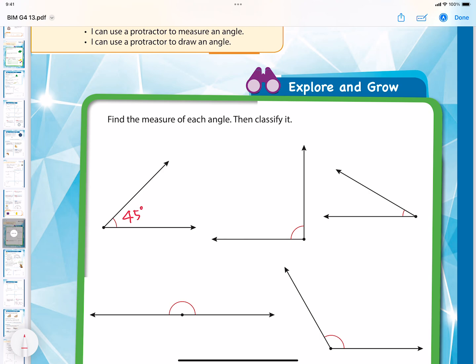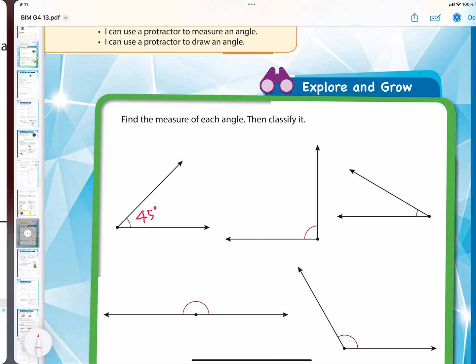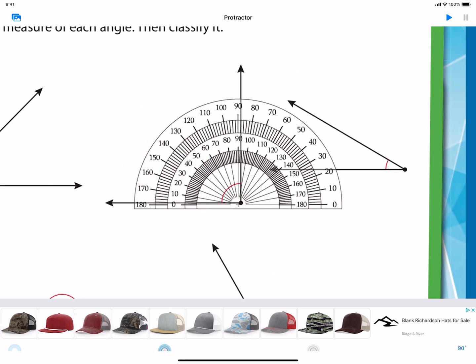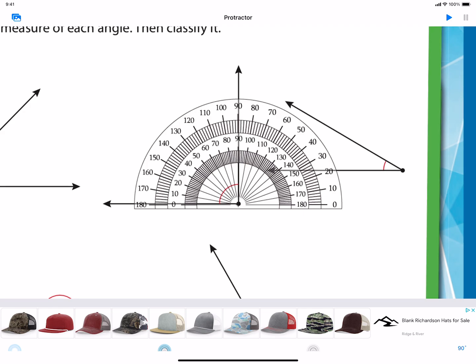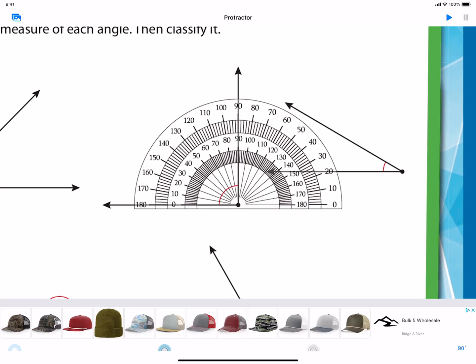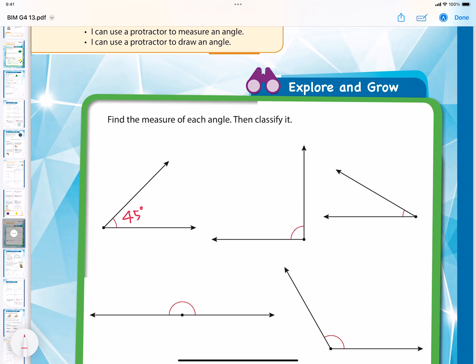Okay, and then let's move on to our second one. All you need to do is just keep practicing. Keep reading the angle. Here I'm going to match the center and then the 0 degree mark, and it passes 90 degrees. So I'm going to put this as 90 degrees.